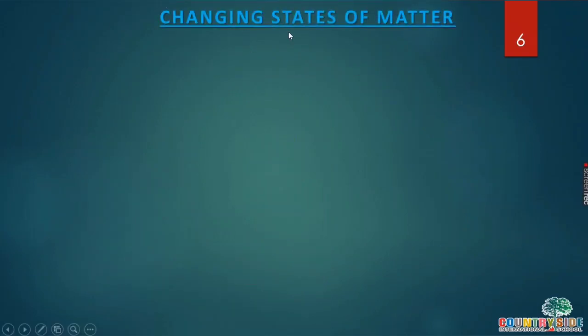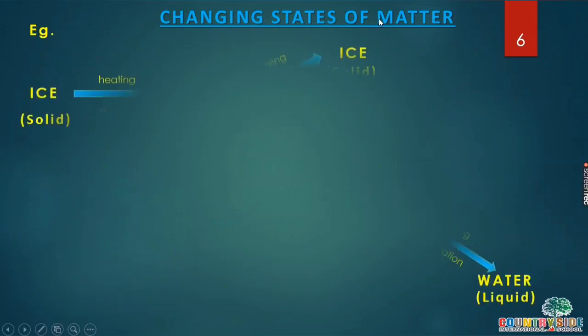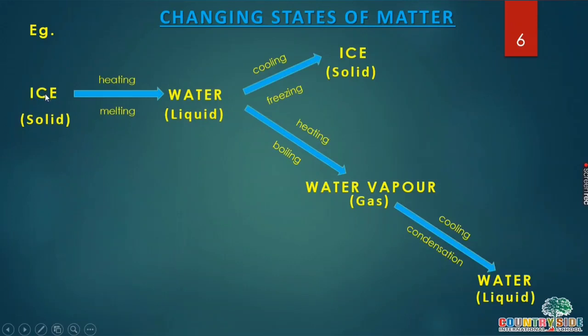The next topic was changing states of matter. I took the example of ice into water. Ice is converted into water by heating, and that process is called melting. Water again into ice after cooling is called freezing. When water after heating converts into water vapor, that process is called boiling. And when water vapor after cooling is converted into water, that process is called condensation. We have done this earlier also.